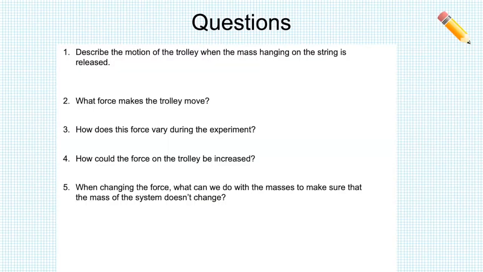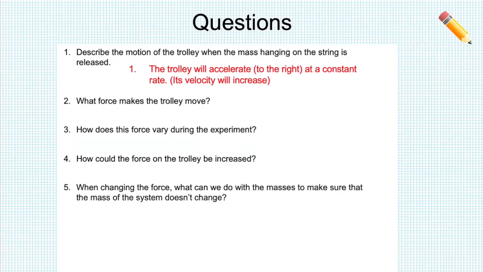Okay, so some questions here. Describe the motion of the trolley when the mass hanging on the string is released. Well, the trolley is going to accelerate forwards, towards the pulley, or towards the edge of the desk where the string's hanging. In this case, all the diagrams that we've shown mean that the trolley will move to the right. So anything along those lines that includes a direction. It will accelerate towards the pulley, towards the right. What force makes the trolley move? It's the weight of the masses pulling down on the string that pulls the trolley forwards.